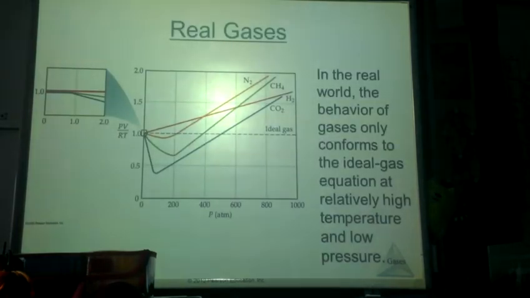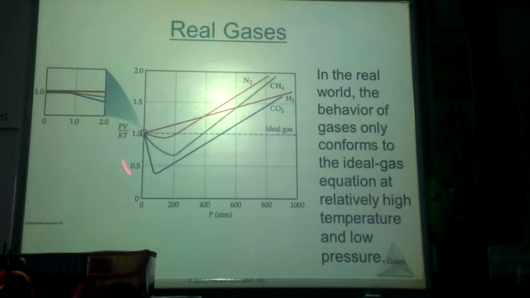So, real gases. Let's compare the difference between a real gas and an ideal gas. We said that an ideal gas has to be something that will follow the ideal gas law, and it is also something that will follow those 5 assumptions of the kinetic molecular theory. Real gases will conform to the ideal gas equation at relatively high temperatures and relatively low pressures. You need to highlight this or star this because this is a possible multiple choice question.